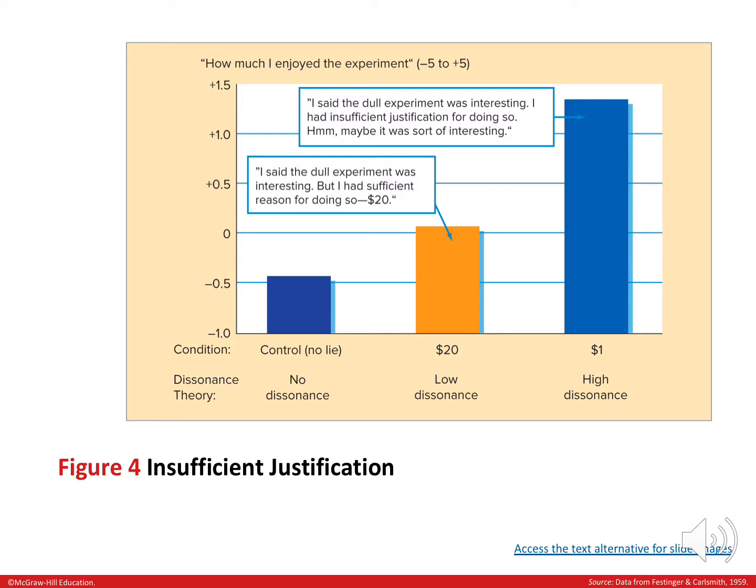Some people did not have to lie. So they participated, they did what it was, they shared whatever it was they wanted to share. Other people had to lie and they were given $20 for it. And then others had to lie and were given $1 for it.